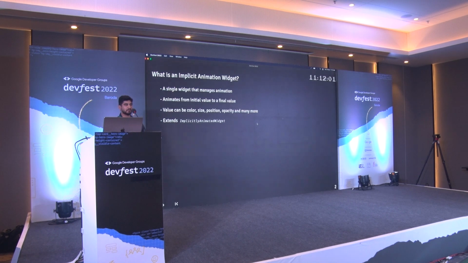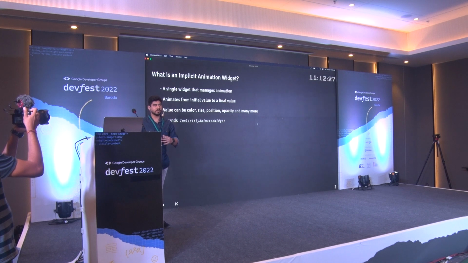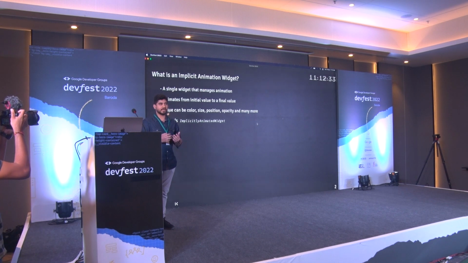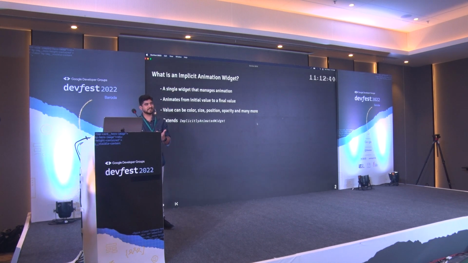These values can be color, size, position, or anything else. All of the implicit animation widgets extend a specific class called ImplicitlyAnimatedWidget. This widget gives you two attributes, curve and duration. Of course, child is also one of the attributes, but what is duration? Duration is the complete time for your animation, from start to end. What is curve? Curve defines, at a specific point in your animation, at what speed the values are changing. So in a linear curve, the values will constantly change from 0 to 1 at a constant speed. For other curves, the values will differ at a specific point.